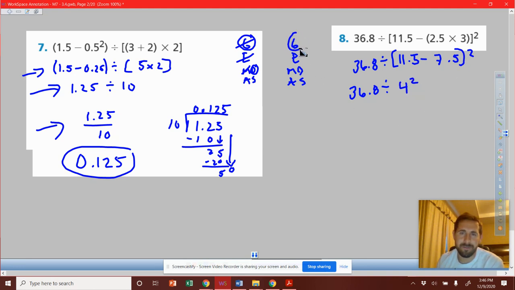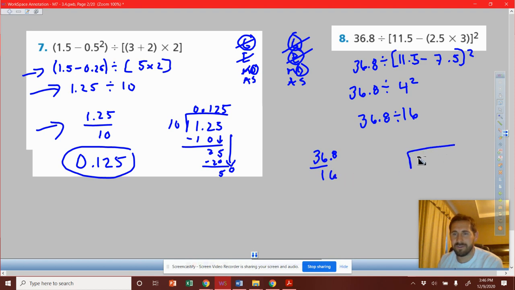So our grouping symbols are finally gone. Now we look, do we have exponents? We do. So 36.8 divided by 16, since 4 squared is 16. Now we just have division. So now we're looking at only division as our operation. We've got 36.8 divided by 16. We can do our long division here. 36.8.